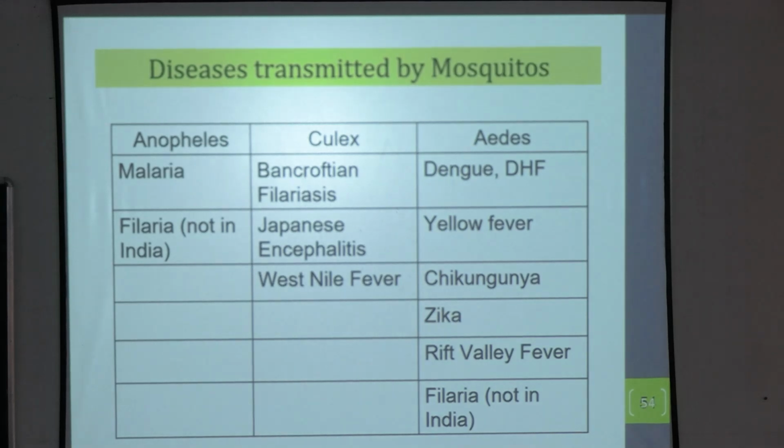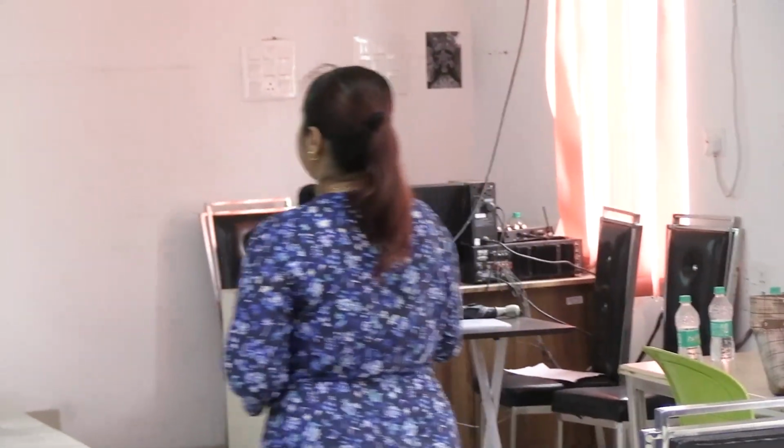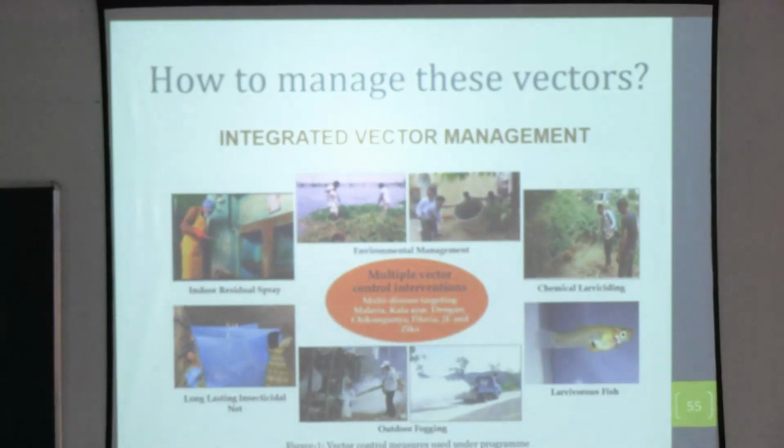Understood? So whatever question will come in your exam, it is all related to Indian scenario, because in other countries, other scenarios, other vectors are causing other diseases also which are not there in India, right? So these are the mosquitoes.